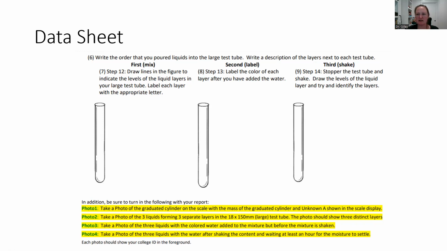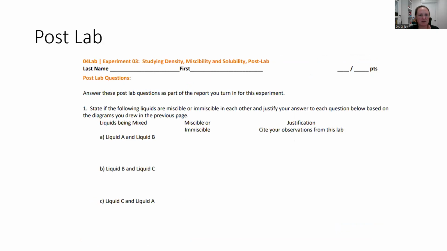And then after that, you're going to stopper and shake. You're going to wait a period of time for the liquid to settle, and then determine how many layers you have and try to identify the layers. If two have mixed, which two do you think it is and why? And then, of course, always pay attention to the procedure and make sure to get the appropriate pictures. And always have your college ID in those pictures that you're going to submit with your data sheet.